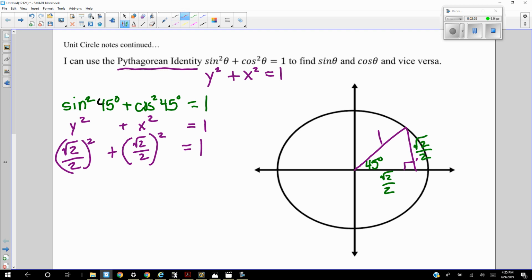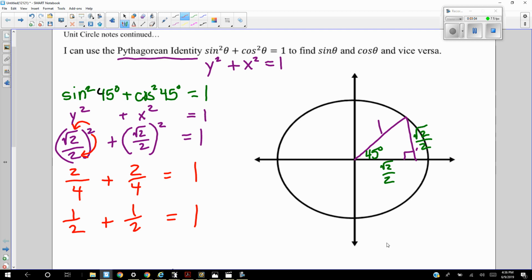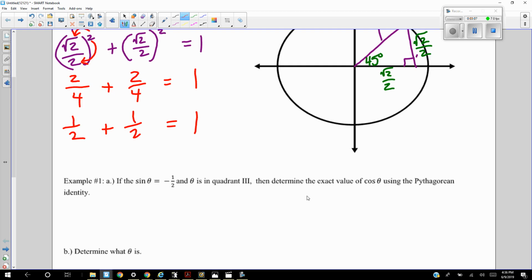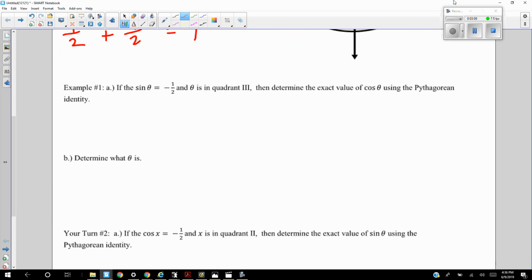If you square everything on the inside, if you square a square root, those just cancel out. And if you square this bottom number, you get 4. So you get 2/4 when you square radical 2 over 2, which means you're going to get the same thing when you square this other radical 2 over 2. And of course, 2/4 plus 2/4 is 1/2 plus 1/2, which equals 1. So that's the Pythagorean identity, identical to the Pythagorean theorem. So let's use that fact to help us solve a couple of problems.